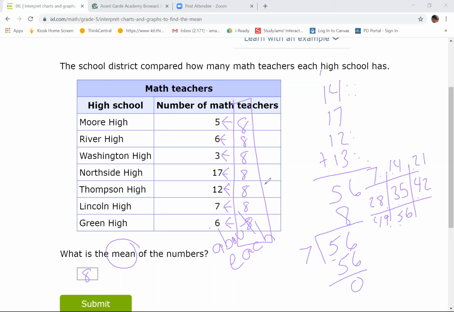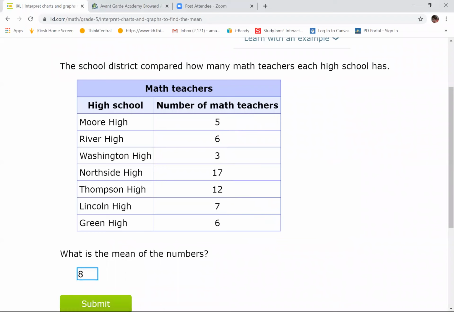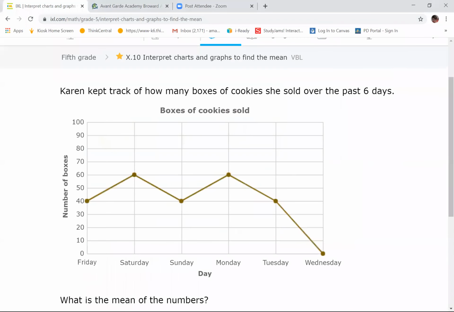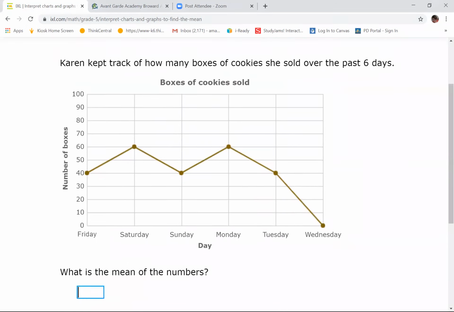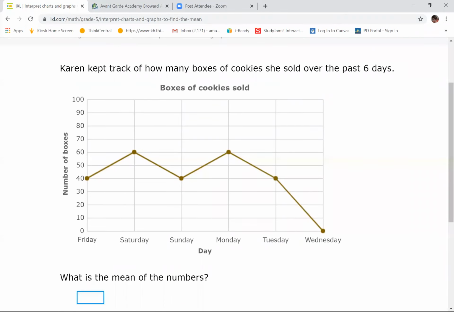Let me clear all of this out, and let's put our answer, about 8. Good work. Oh, look at this one. Karen kept track of how many boxes of cookies she sold over the past 6 days. Let's take a look at this table.